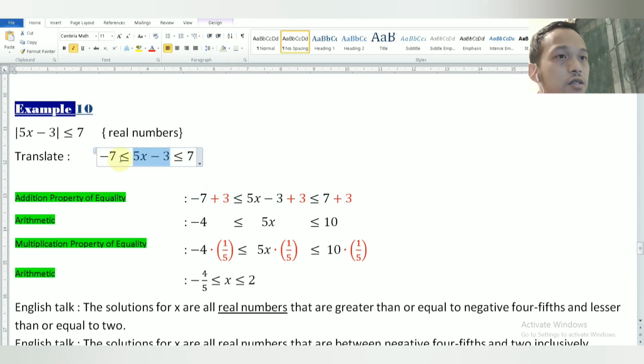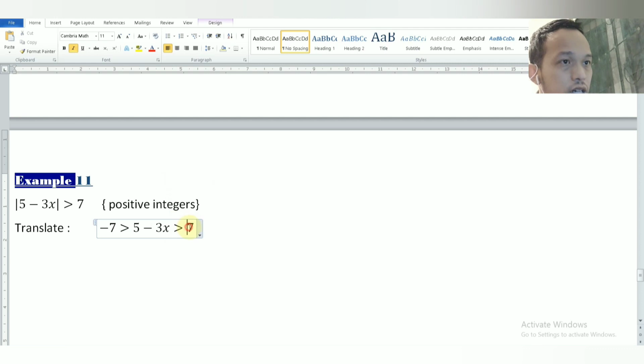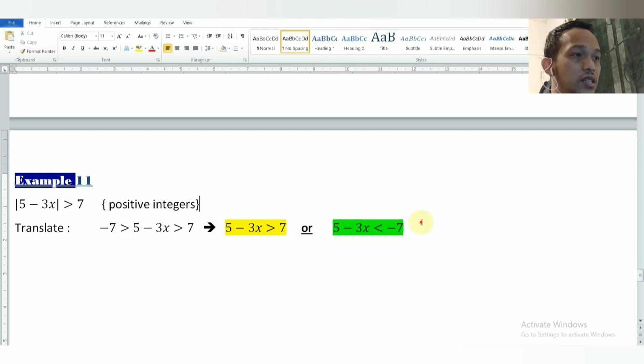This is not between. It is different from the previous one. That one makes sense since it's between negative 7 and 7. But this one is not, since it is greater than 7 but less than negative 7. Therefore, we use this instead. Stop using the other for this specific case. Although it seems to show the same thing, I want you to know that we have to use this second statement. So either 5 minus 3x is greater than 7, or 5 minus 3x is less than negative 7.